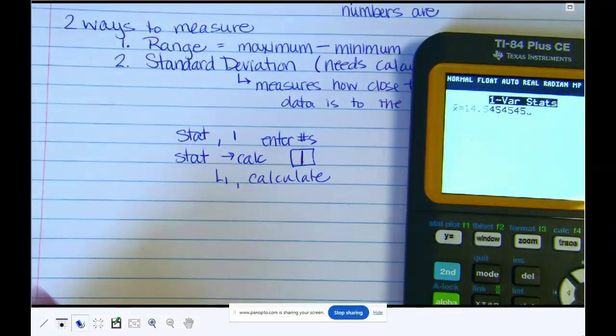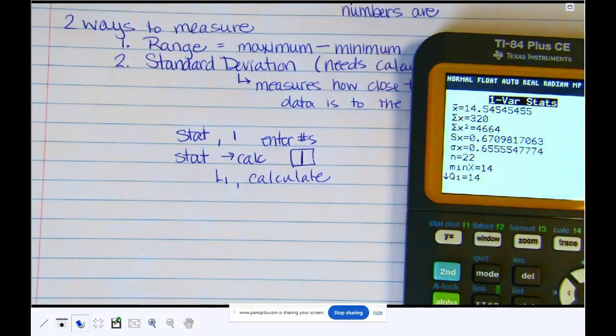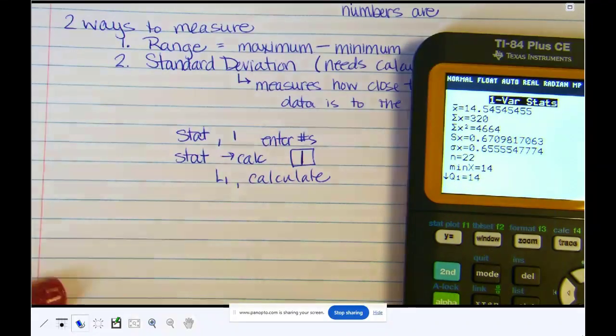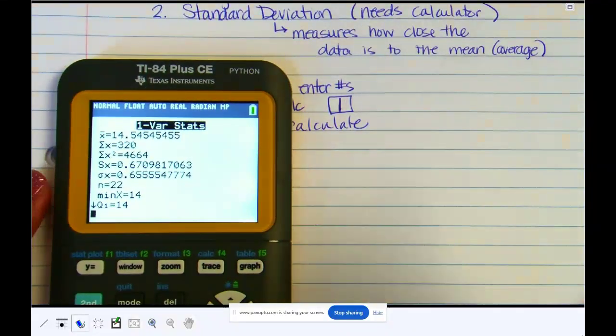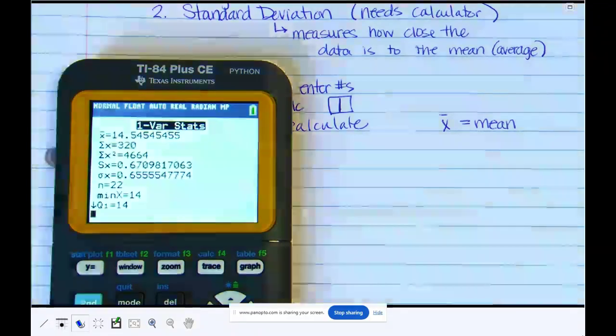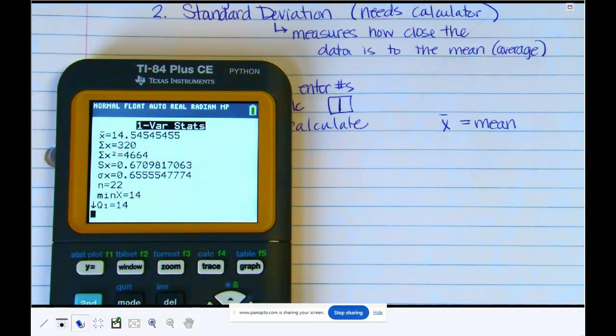You're going to get a lot of gibberish here, so I'm going to give you some hints. This is actually really nice for you. There's a lot of information in here. The x with the line over it is actually the mean. Do you have to know how to do that? Nope, because you can add them up and divide by how many there are. That's fine, but that's what that is.